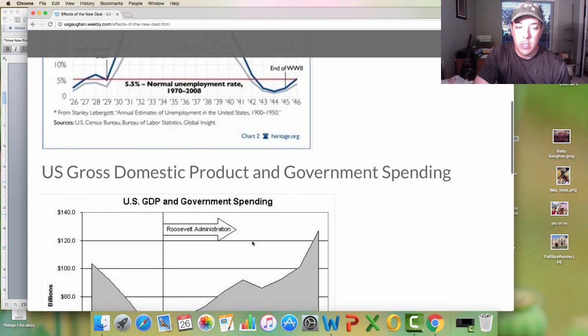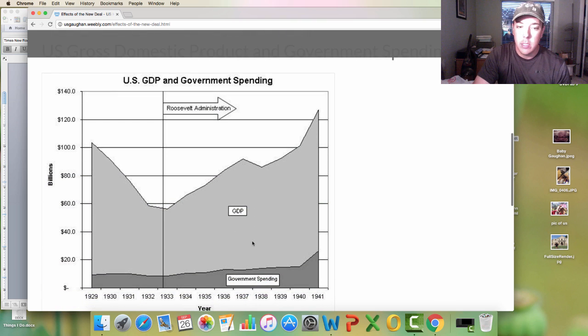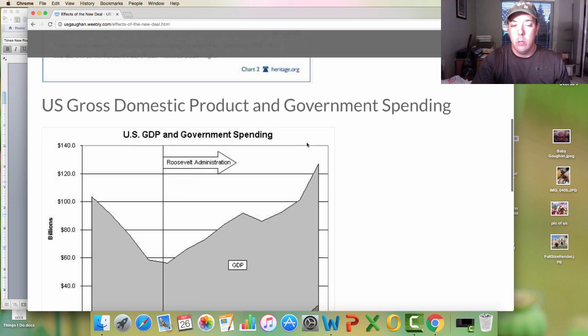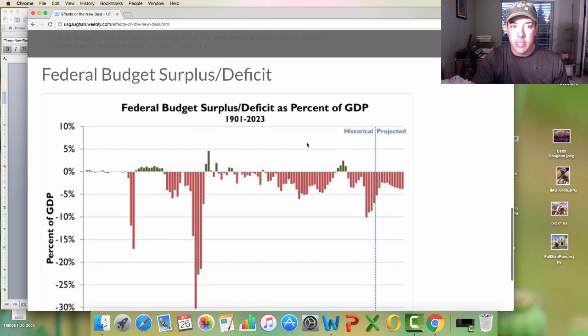Okay, the next one is looking at gross domestic product, which stands for GDP, which means the total amount of wealth that the country is producing. So notice you're seeing a significant increase here. The country is getting wealthier. Okay, so you could say the New Deal is working. And then the last one here is the deficit. Deficit is another word for government debt.